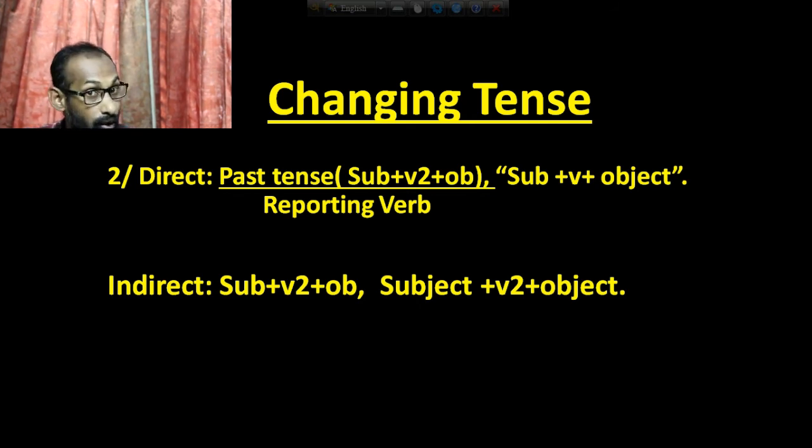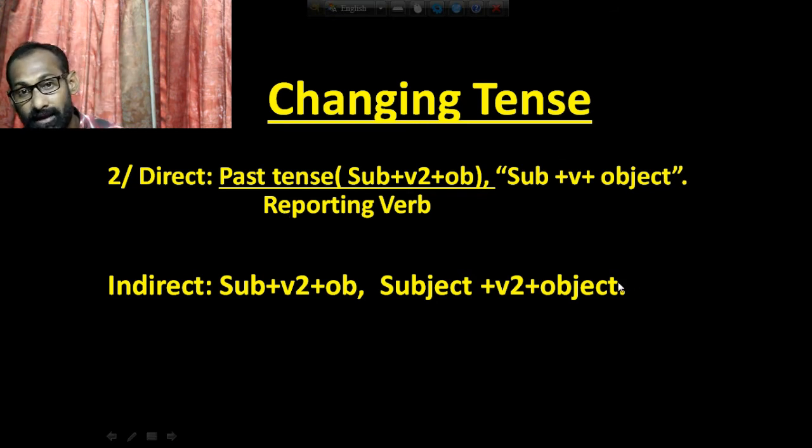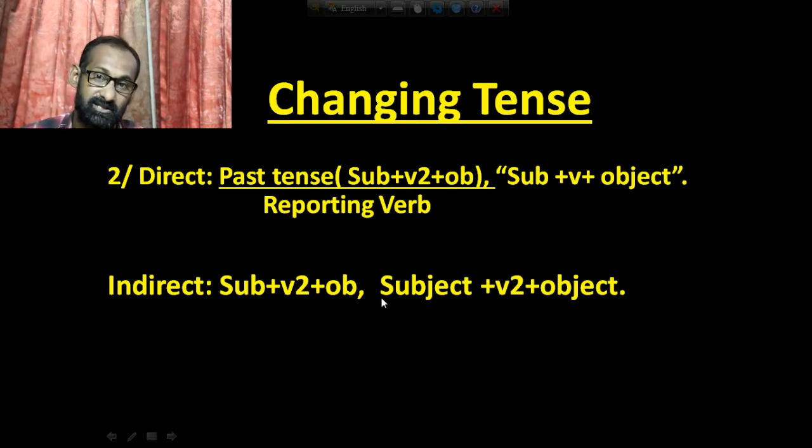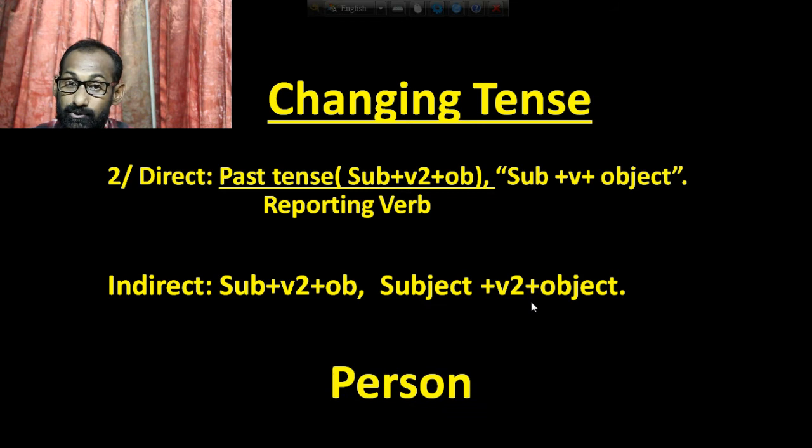Okay, no, it is not right. Now this time you have to change the tense too. That means if you find that there is past tense in the reporting verb, then you have to make past tense in the reported speech too at the time of changing. Look at the next structure. Here is subject plus verb 2 plus object, then subject plus verb 2 plus object. Okay, then you have to again change the person too.